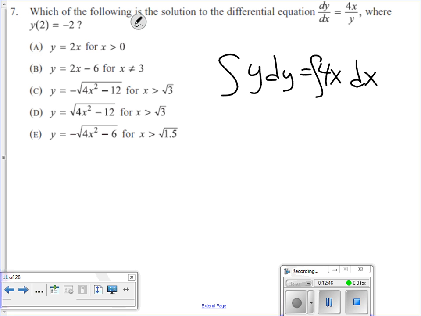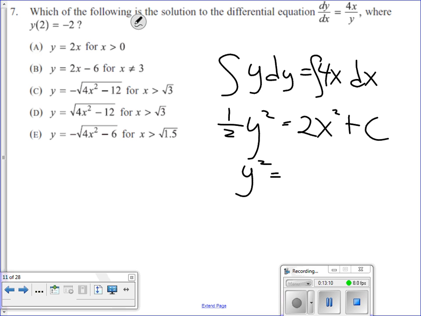Oh, y of 2 is -2. This is when we get the y squared. So you take the integral of this side, you have the 1/2 y squared. We save the plus c for the other side. What do you get for the antiderivative of 4x? Okay. Let's multiply each side by 2, just to get rid of this half. Remember, our goal is to solve for y. But let's just have y squared equals 4x squared plus c.